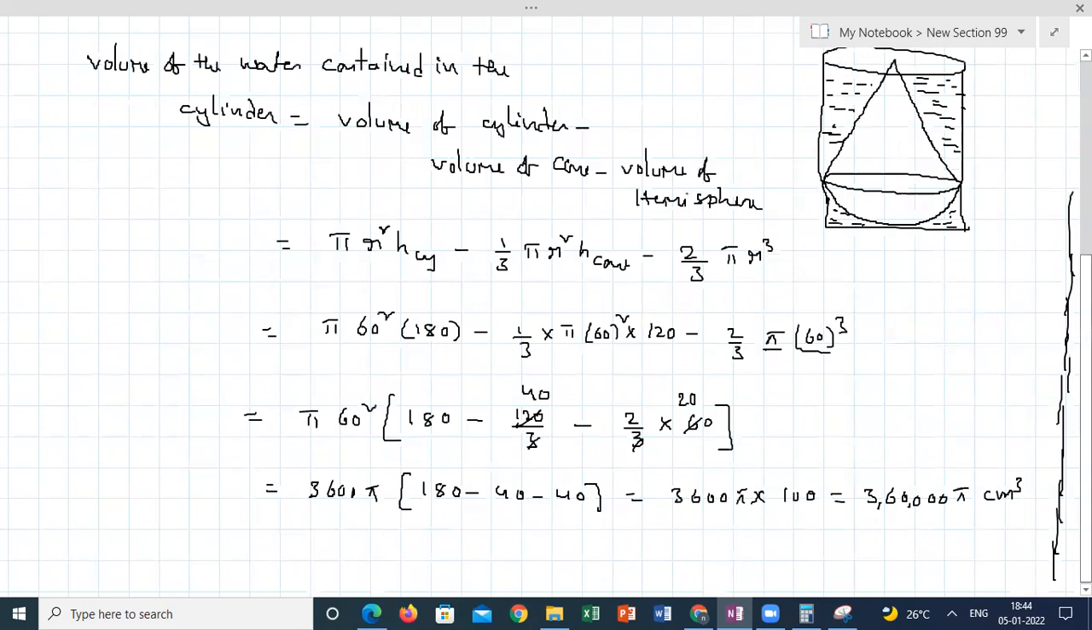If he is asking in liter, 1000 centimeter cube will be equal to 1 liter. So divide with 1000 to get that many liters. In this case, 360 pi liters are the volume of the water left in the cylinder in terms of liters. Anyone having any doubt, please let me know, students.